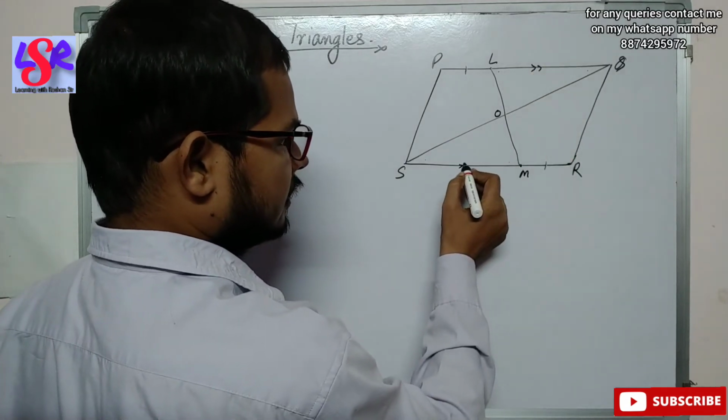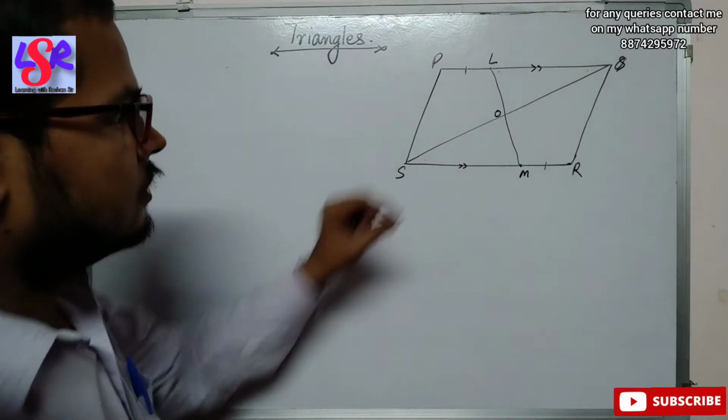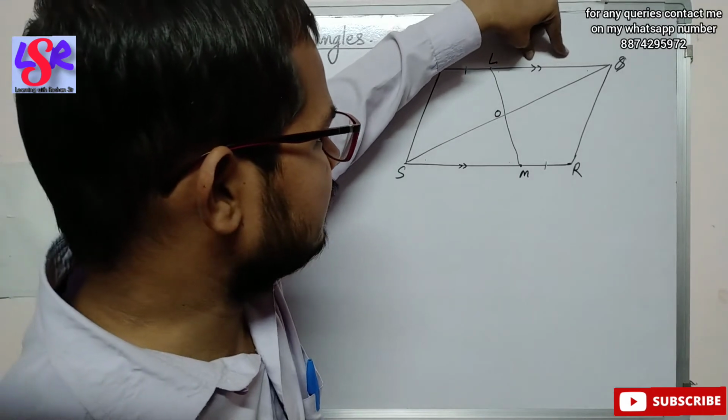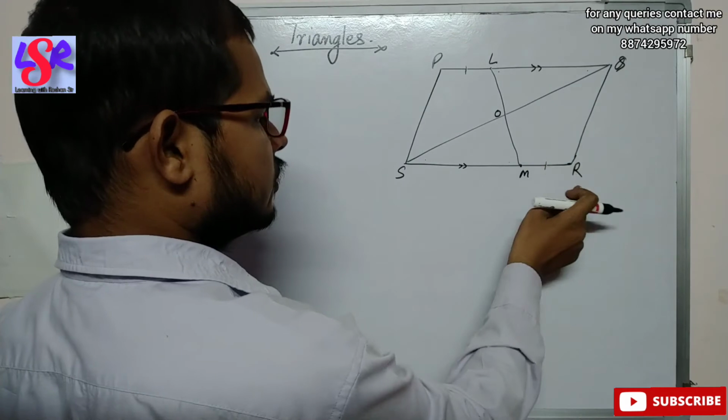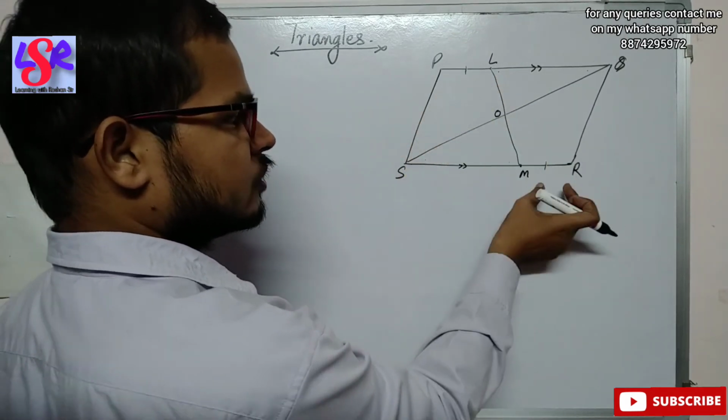Now the third thing is that we need one side. So we have to first of all show that this LQ equals MS, because this PQ will be equal to RS and this PL equals MR given to us.